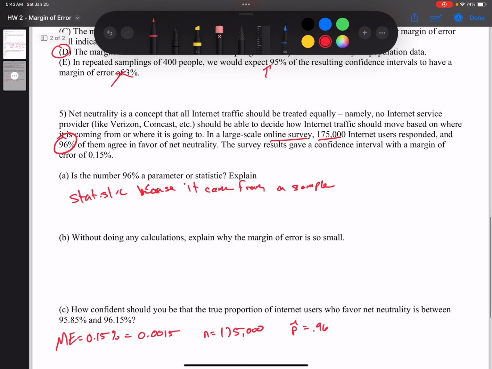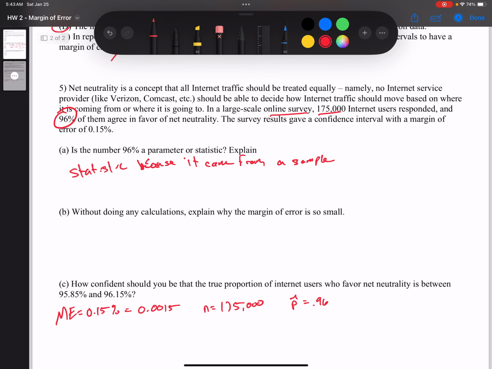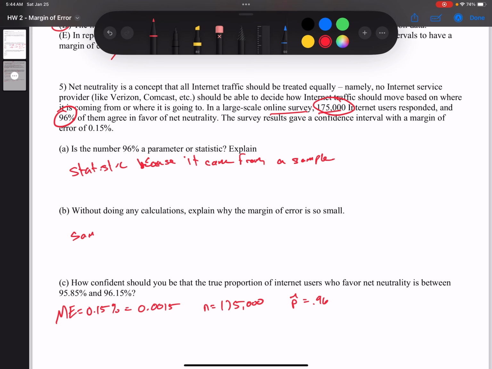Now part B says, without doing any calculations, explain why the margin of error is so small. So remember the things we talked about, how changing different numbers will change our margin of error. In this case, look at how many people were surveyed. 175,000 people. That is a lot of people. So because the sample size is so large, that leads to a small margin of error.